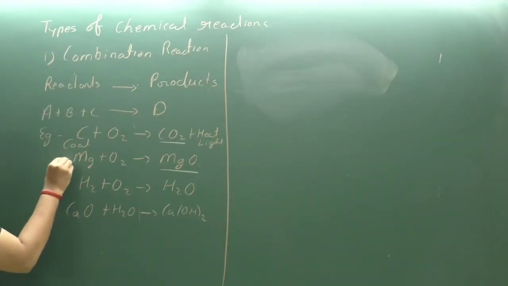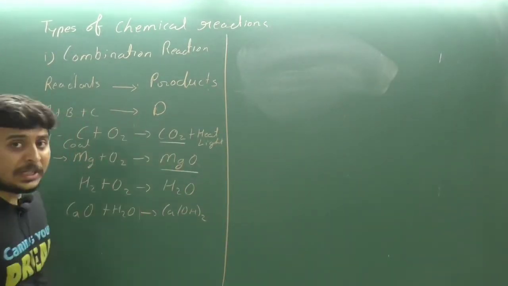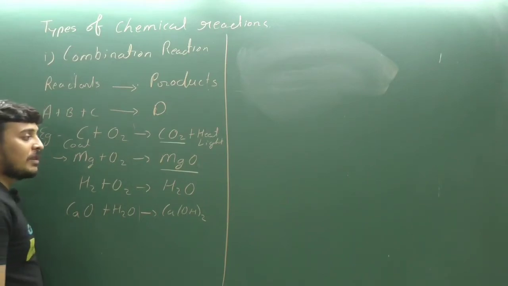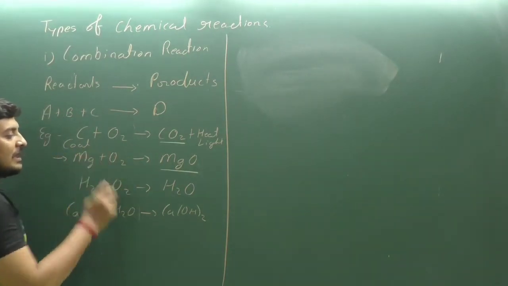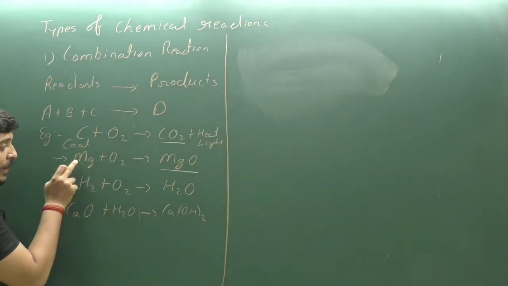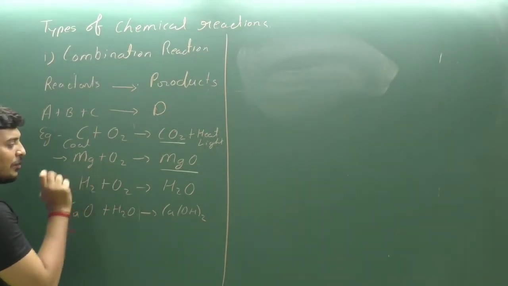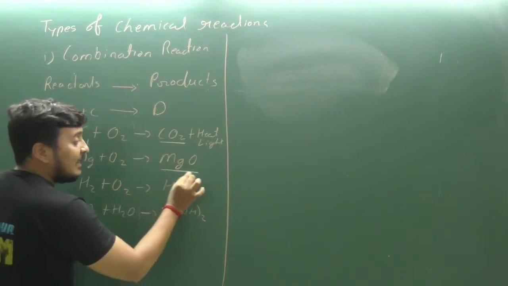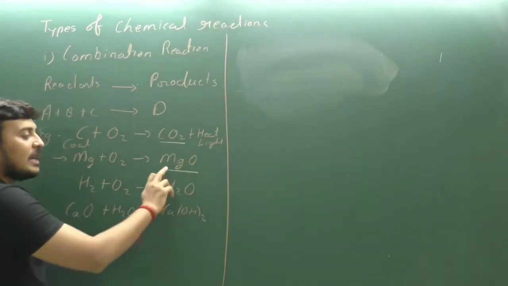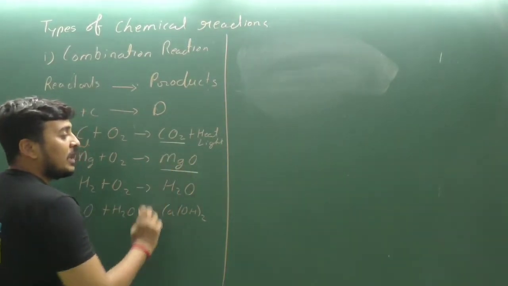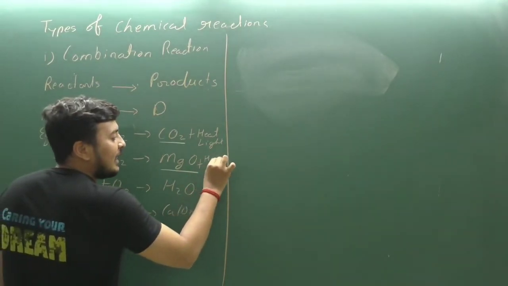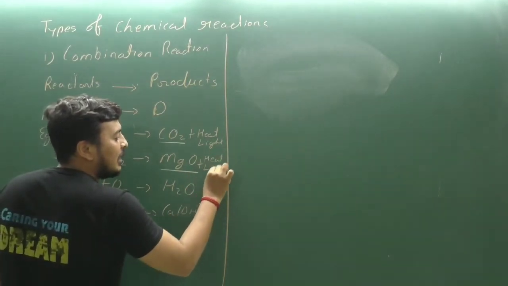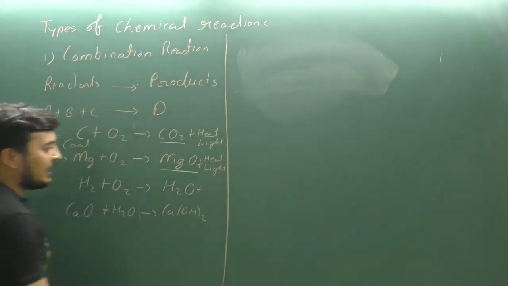The same thing here. Activity number 1 of chapter number 1, class 10 science. When a magnesium ribbon is burnt in air, that is combustion of magnesium ribbon, it forms a white colored powder, magnesium oxide. It also releases heat and light.